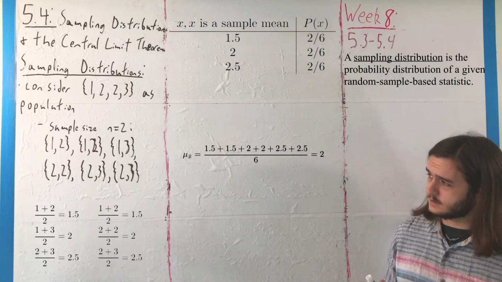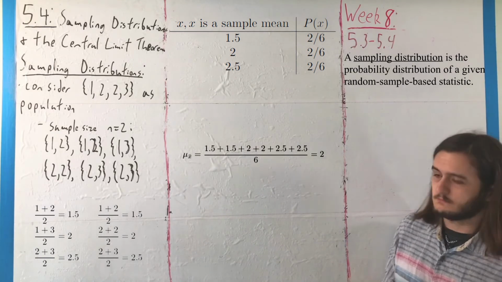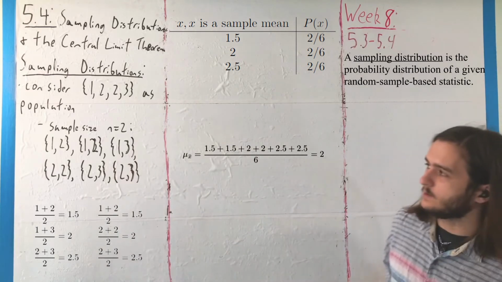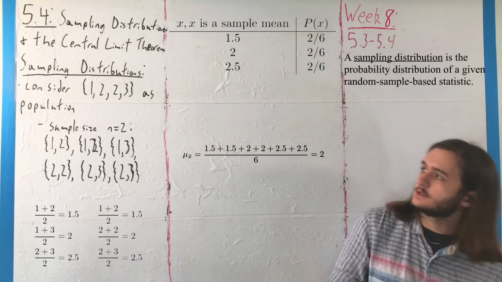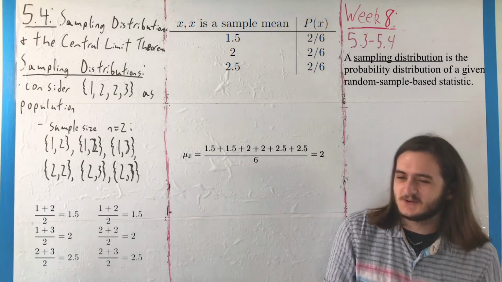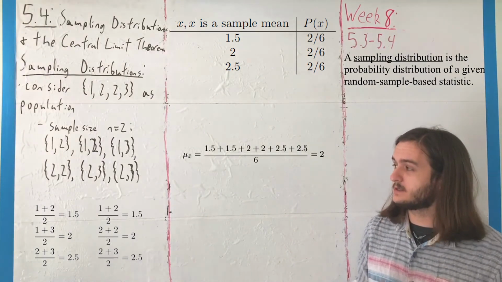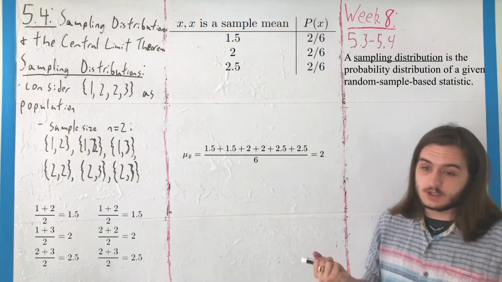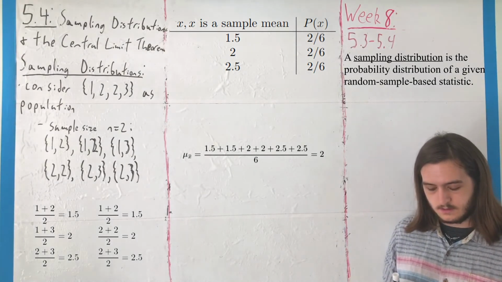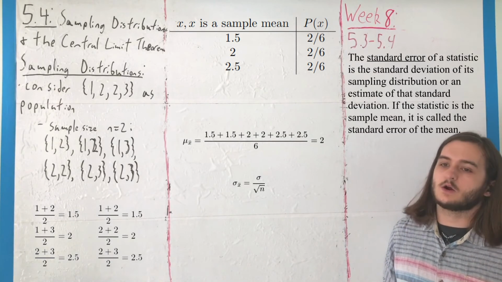And interestingly, the mean of sample means ends up being equal to the population mean. Thinking back up to here, we have 1 plus 2 is 3, plus 2 is 5, plus 2 is 8, divided by 4 is 2. The point is, our value mu sub x bar actually happens to be equal to our value of mu.